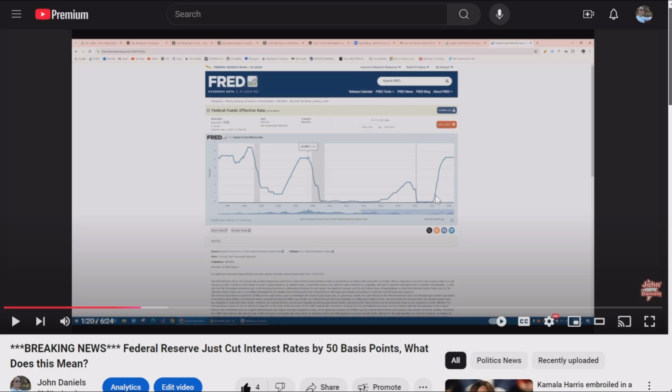And you can see where we're at right now. They did the same thing. They raised it to 5.5 and they've held it for a year. And now they've already cut it 50 basis points. So they're already starting to cut. More indicators are adding up that we're getting ready to head into a recession.